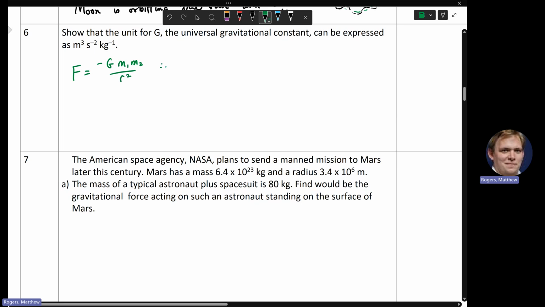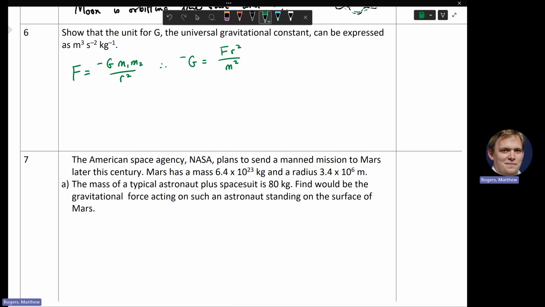We could immediately rearrange this to get G. The minus sign doesn't matter too much, so we could just get rid of it because we're just looking at the units. F r squared over, and again, we could put m1 m2, but we know it's just their units that we're interested in, so I'm just going to write it as m squared immediately. R is already in meters, m is already in kilograms, so they're already in their SI units. It's the force part that we need to sort out.